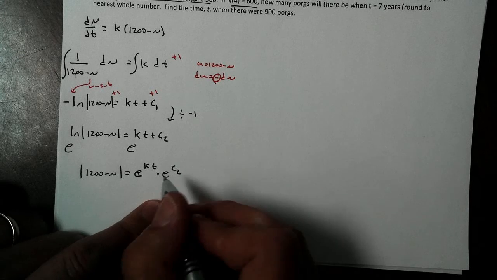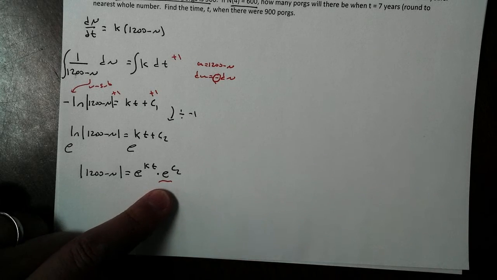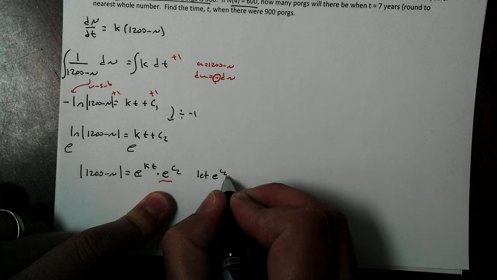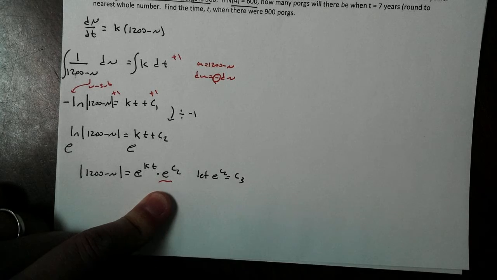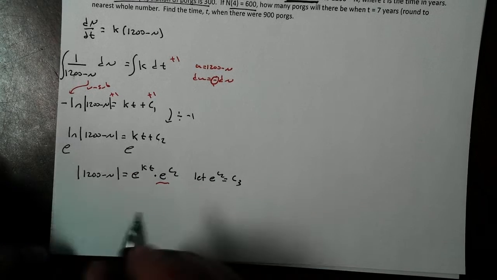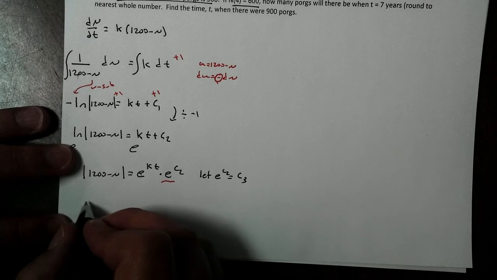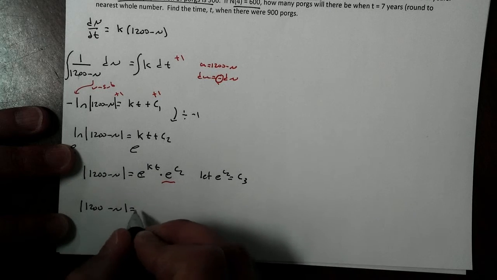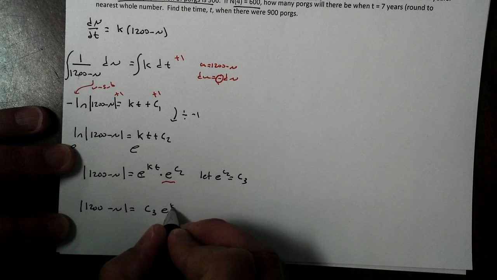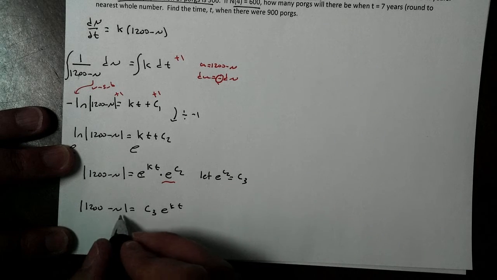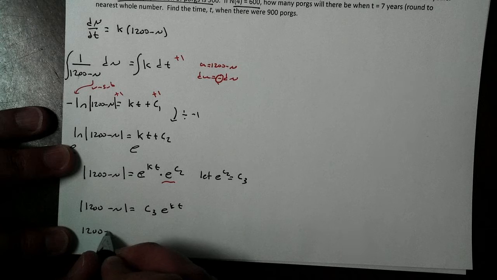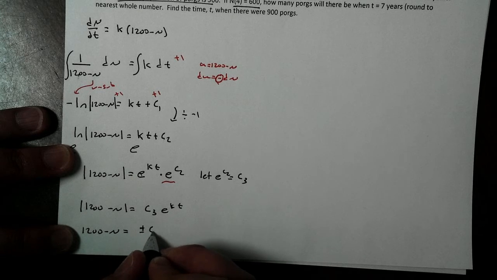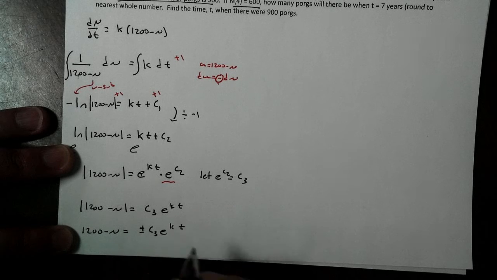And this is what we wanted. Remember, show the step. We wanted this e to the c2. So we're going to write this as let e to the c2 equal c3. And now I can write this as the absolute value of 1200 minus n equals c3 e to the kt. Solving, we would get 1200 minus n equals plus or minus c3 e to the kt.